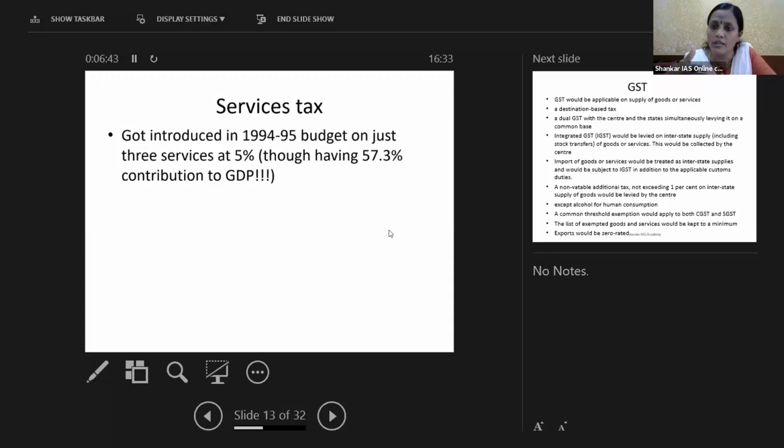1994, they introduced it as 5%. Then by 2010, they slowly increased the rate to 10%. Right? Rate also started to increase. Base also started to increase. They started identifying which are all the sectors which can be levied with the service tax.